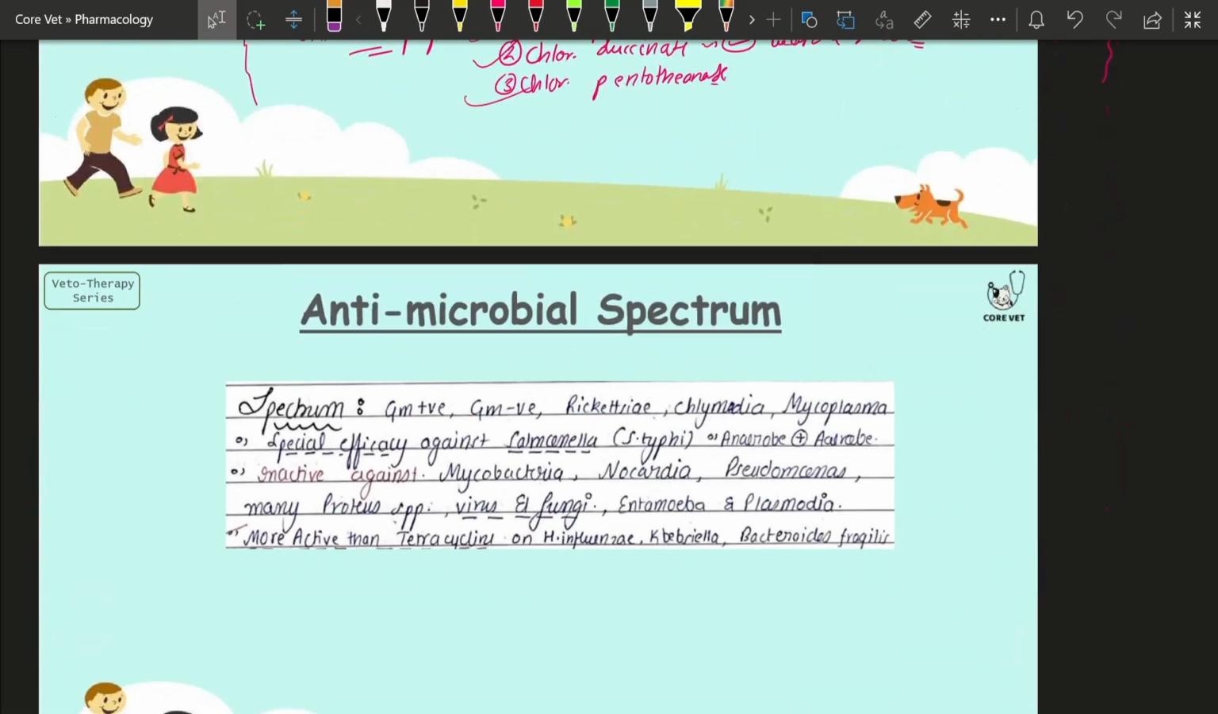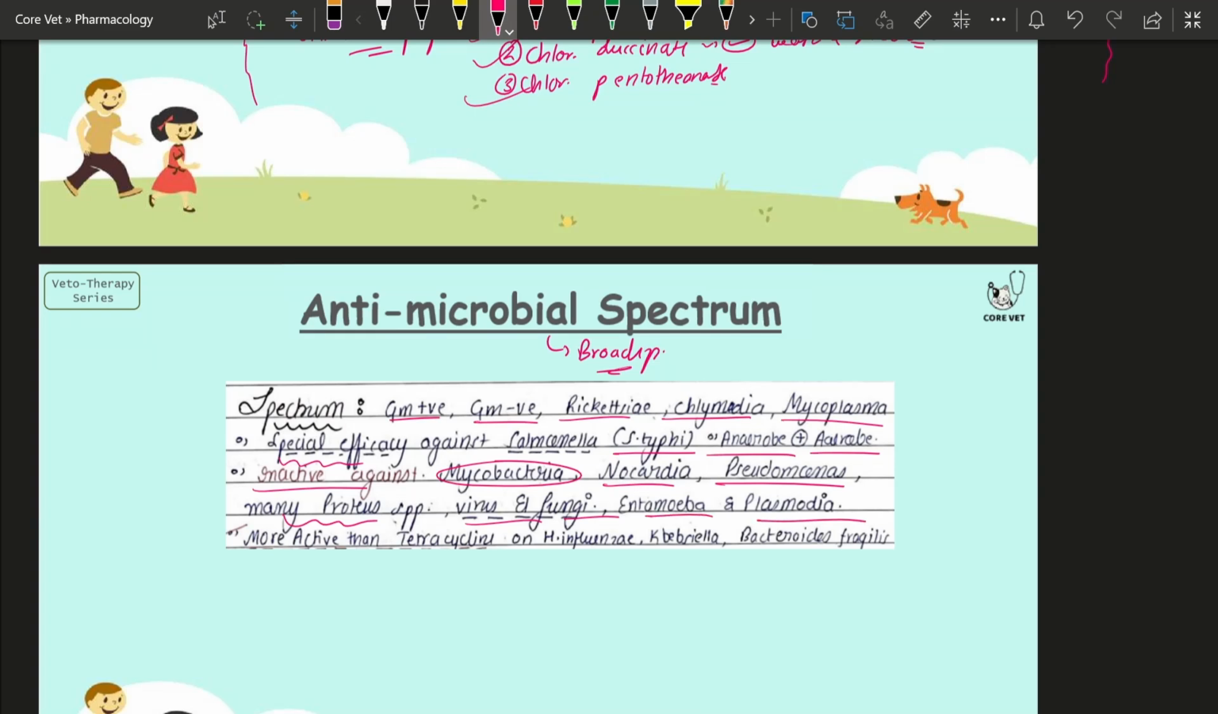If we talk about the antimicrobial spectrum, as I mentioned, it is a broad spectrum drug. It is active against gram positive, gram negative, rickettsiae, chlamydia, and mycoplasma. Special efficacy is seen against Salmonella typhi. Both anaerobic and aerobic organisms are affected. But it is inactive against mycobacteria, nocardia, pseudomonas, many proteus species, viruses, fungi, entamoeba, and plasmodium.